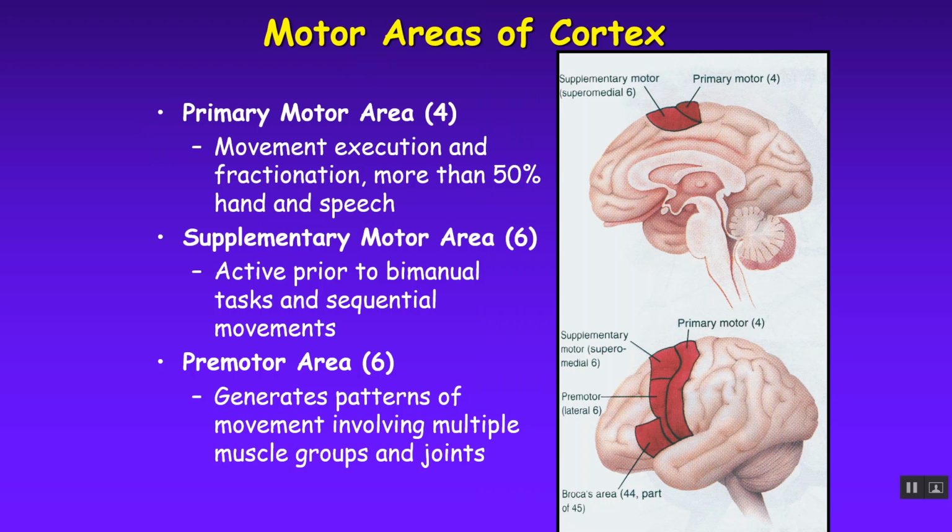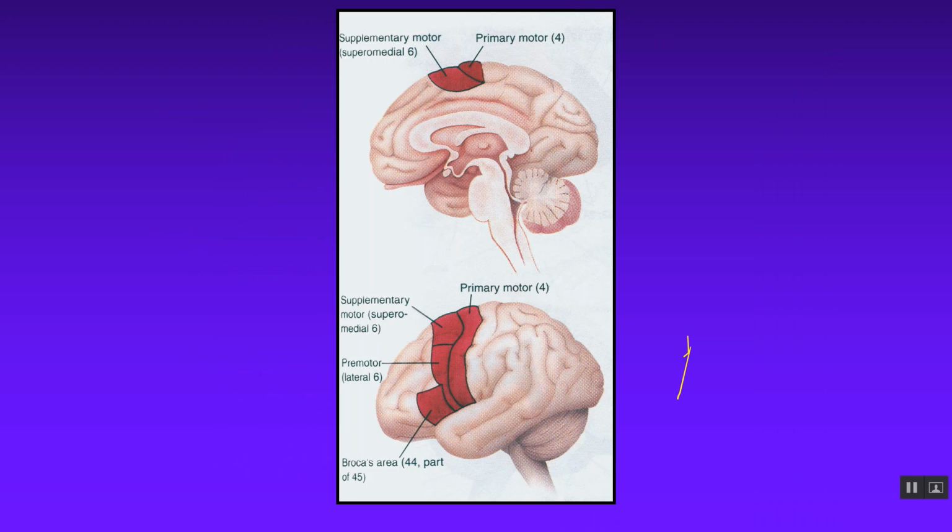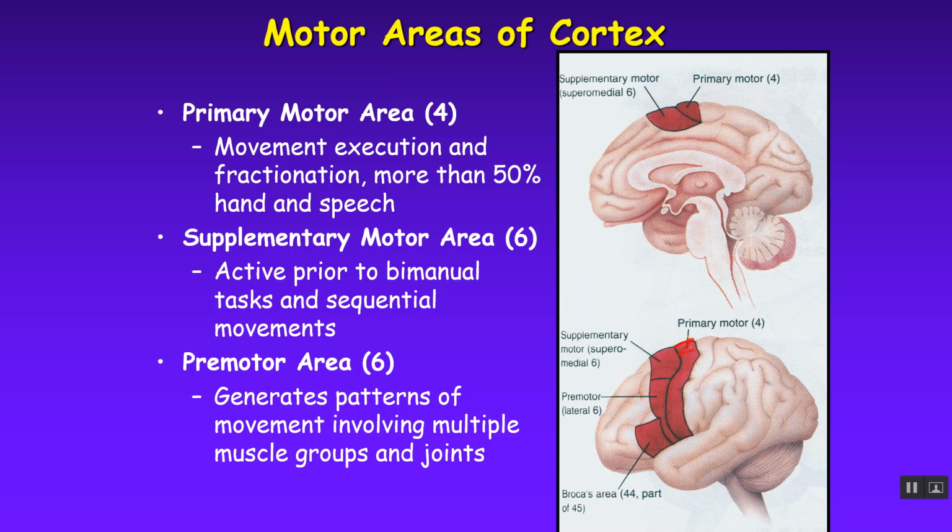Real quick now, motor pathways. We have a primary motor area, and there's these things called Brodmann's numbers, and it's Brodmann's area number 4. So that's this area right there. You can see the primary motor strip there. That's associated with what we call the precentral gyrus.